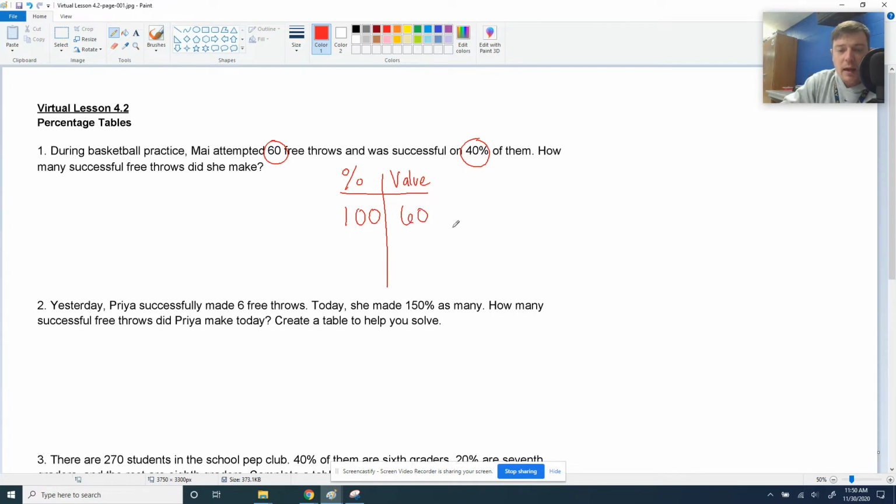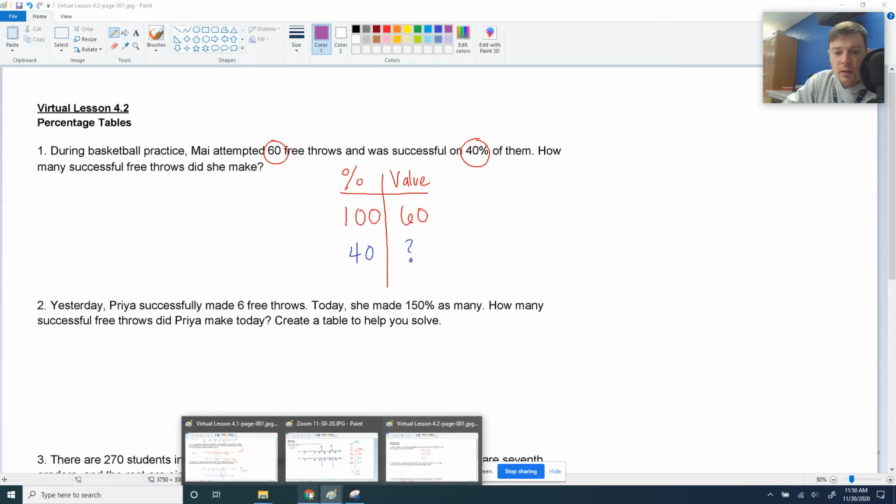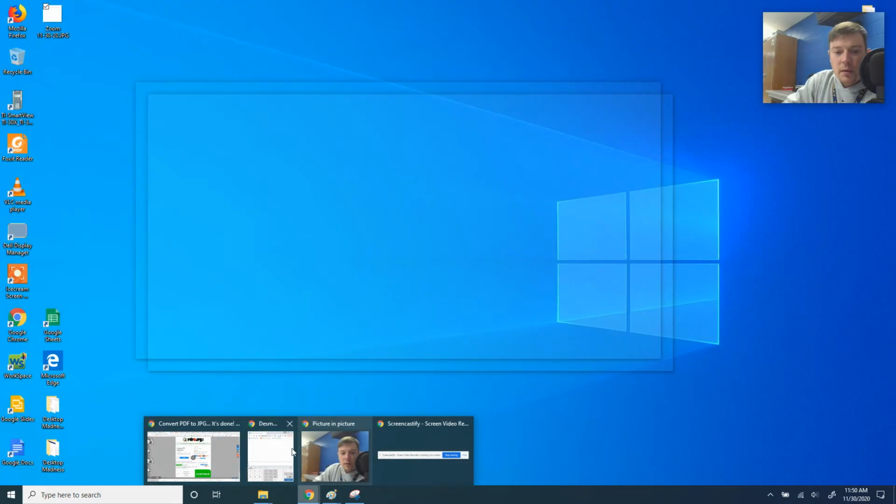So we have this relationship in our table. Then the question says she was successful on 40% of them. So we know that 40% is the percentage we're curious about, and we want to know its value. It sets up just like any other table problem we've done in the past. We need to find a constant of proportionality by dividing these two numbers. Let me show you what that looks like on the screen.